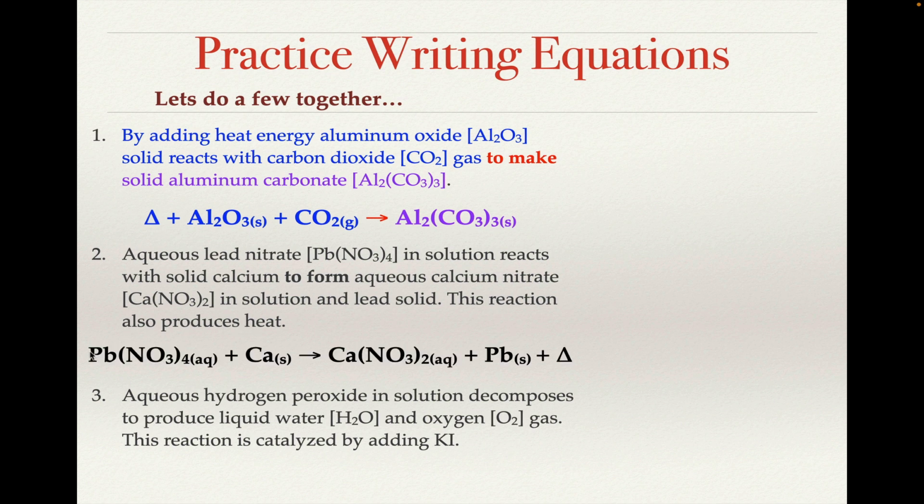So let's see it again. We have our lead nitrate in solution, reacts with calcium solid to form calcium nitrate in solution and lead solid. This reaction is producing heat. Okay, so we take this huge big sentence, which is a lot to write, and as chemists we can write something really quick and simple that tells us all the same information. That's the value of writing equations, is that we can do something very quickly with symbols and not have to write huge long sentences, which we don't like to do because we're lazy chemists.